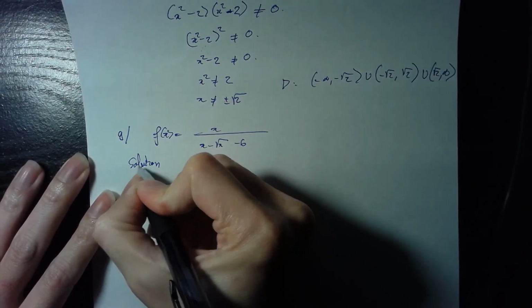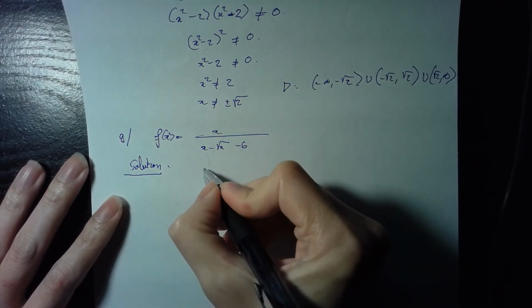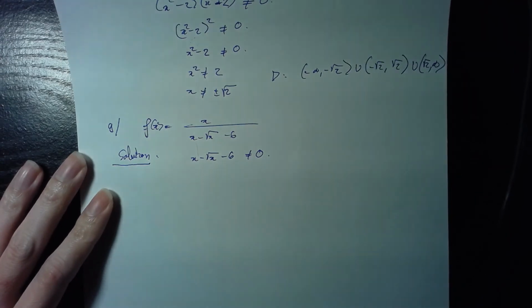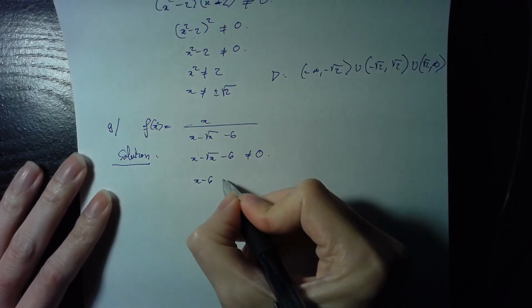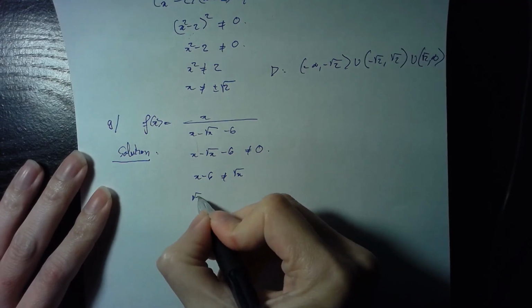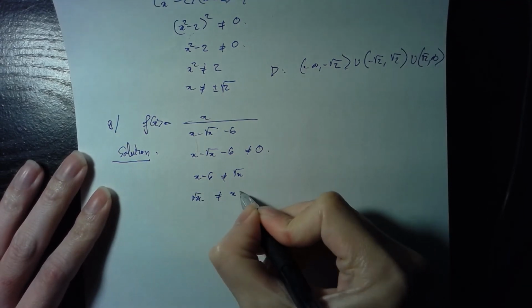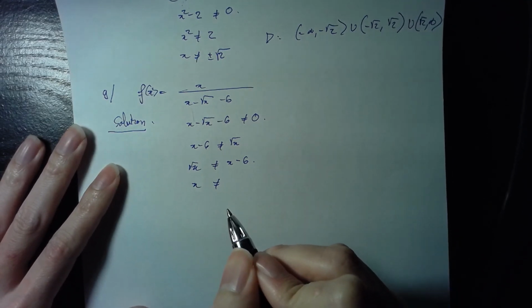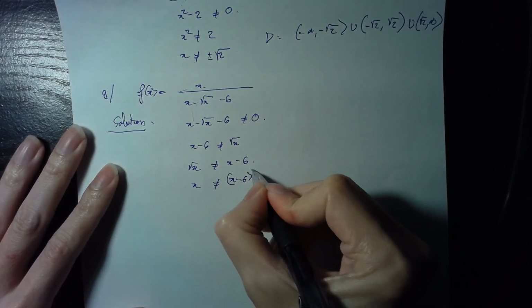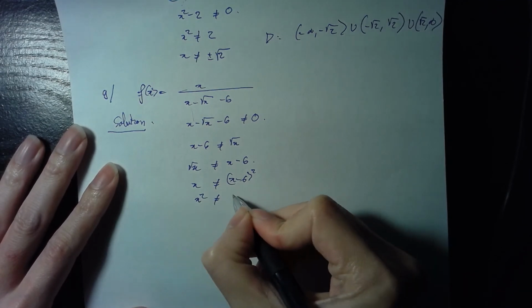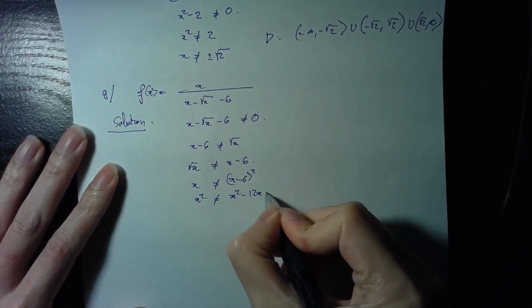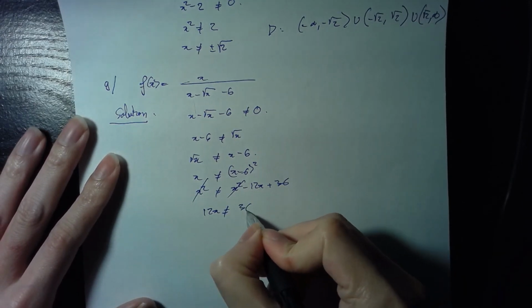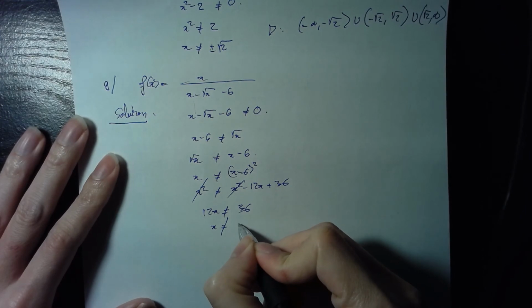We just need to consider the bottom, and I said 100 times already, the bottom cannot be 0, so it cannot be like this. So I have x minus 6 cannot be square root of x, so square root of x different from x minus 6, so x is different from x minus 6 squared, which is x squared minus 12x plus 36. I cancel this, so I have 12x is different from 36, x is different from 3.